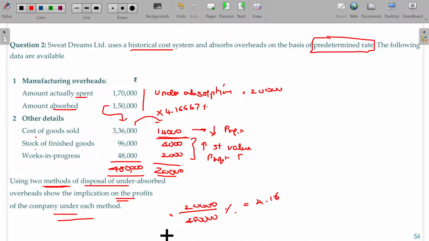Now, using two methods, this is the first method. The second method is, if this money seems to be insignificant, directly debit it to the costing P&L. That's another method. Or this may be added to the next period's overhead. Okay, in the next financial year, while estimating the next year's cost, this will be a part of the overhead cost, so they can adjust it in the later period.